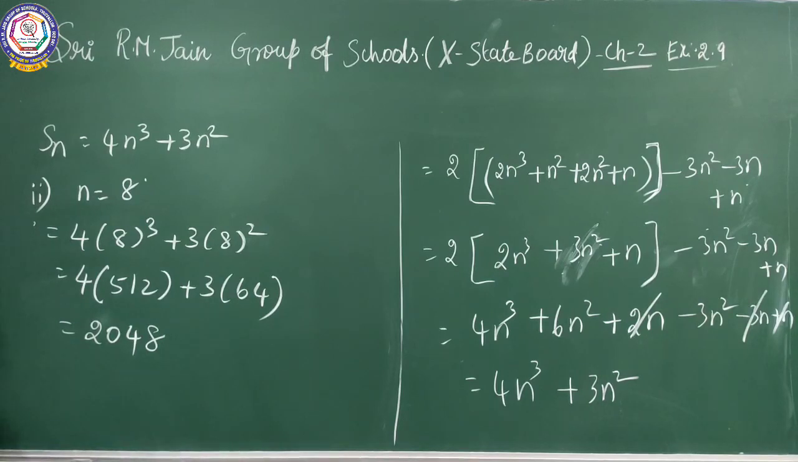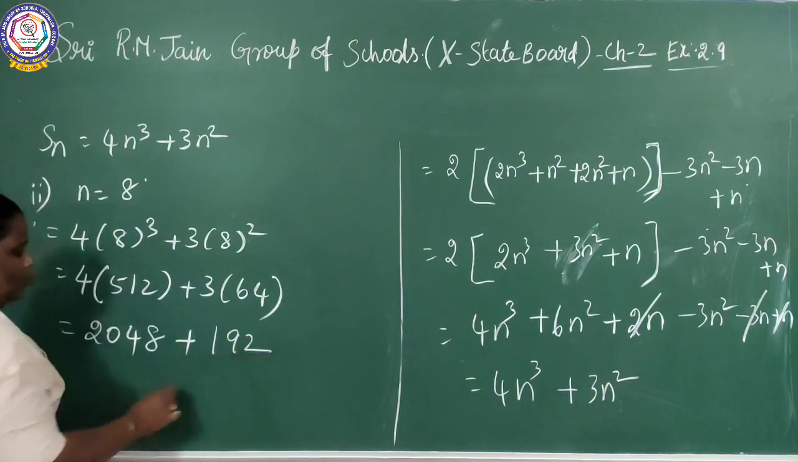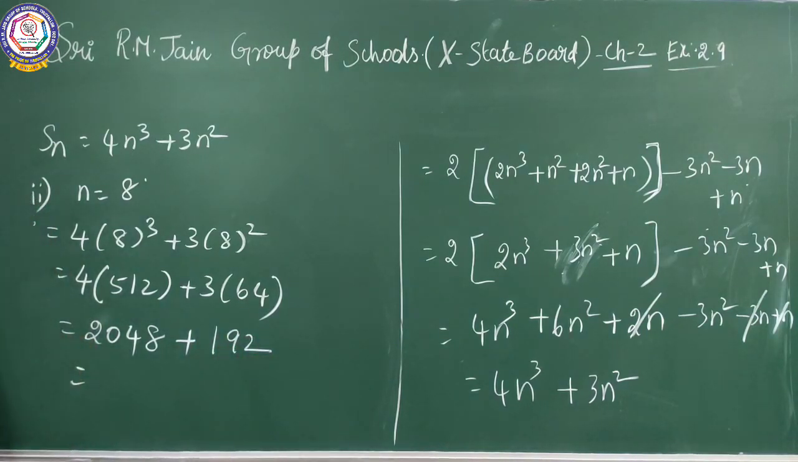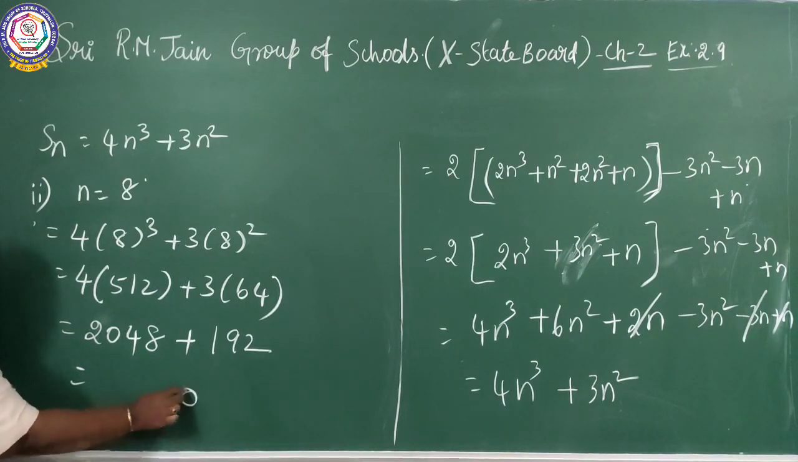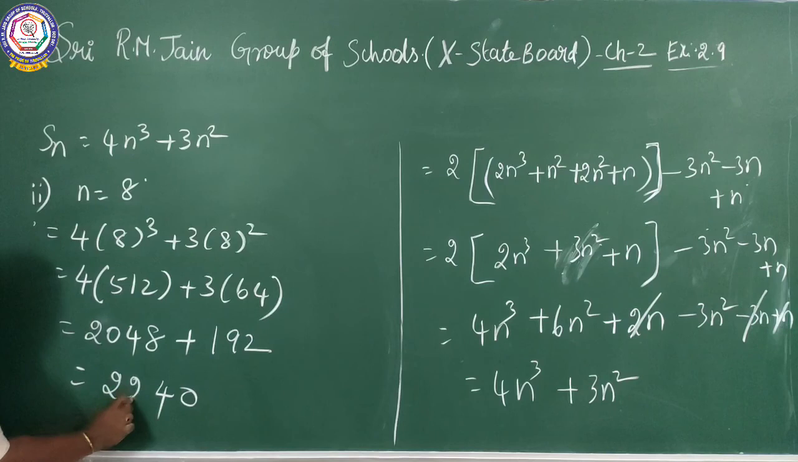2048. 2048 plus 64 into 3, 192. You add both the values. What is the answer for this? 2240. So S8 equals 2240.